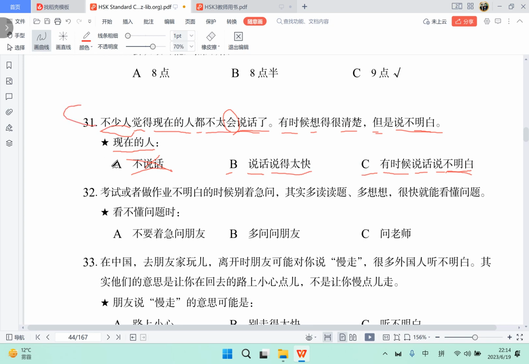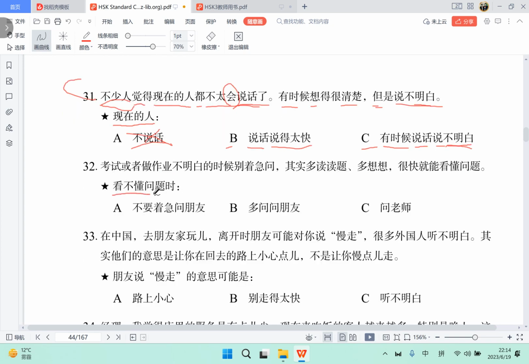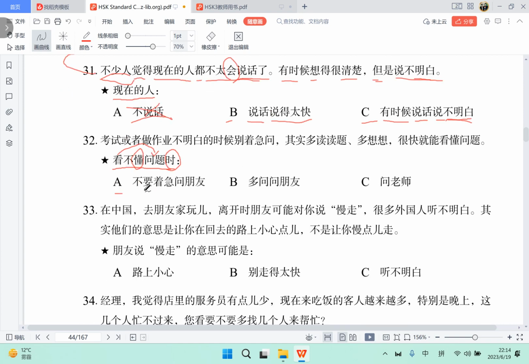31 我们选 C. And 32 看不懂问题是, so when you read the question but you can't understand. A 不要着急问朋友, so don't hurry to ask your friends. And B 多问问朋友, you should frequently ask your friends. And C 问老师, ask the teacher. Okay, yeah, I think ABC are all right based on the comments, right? So we check the sentence here.